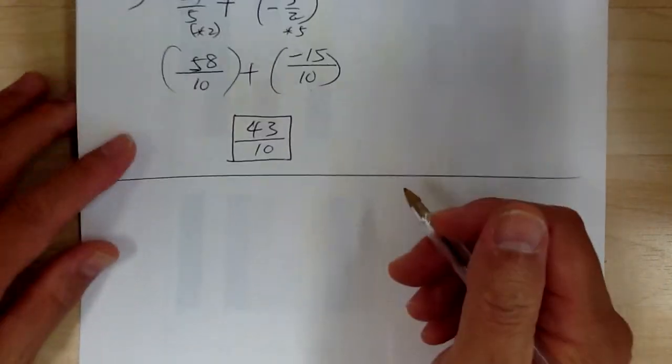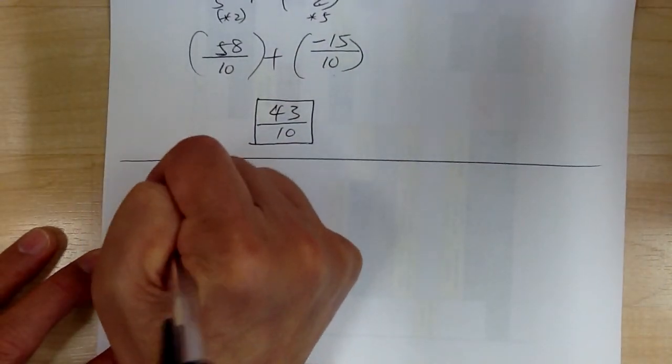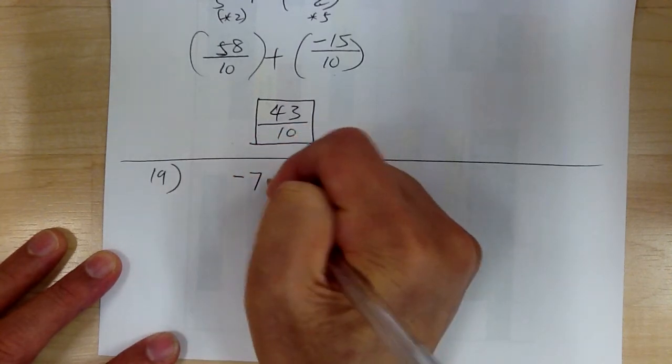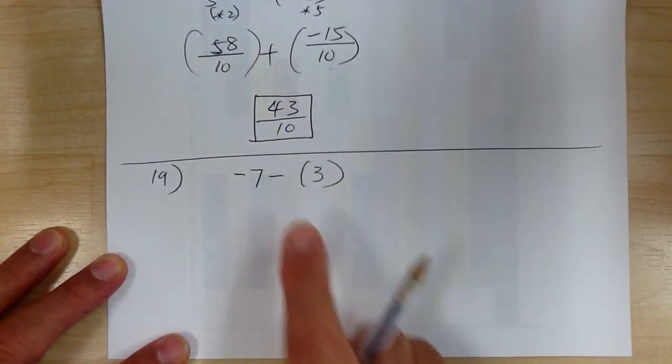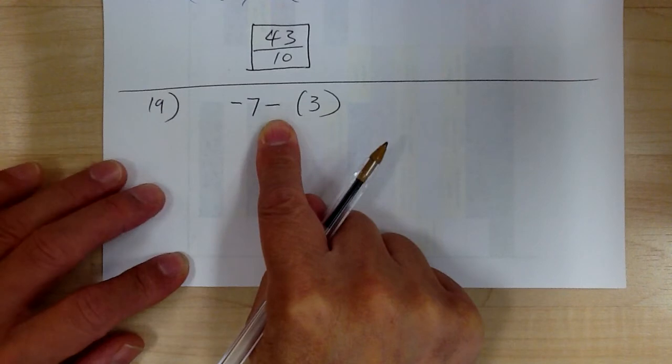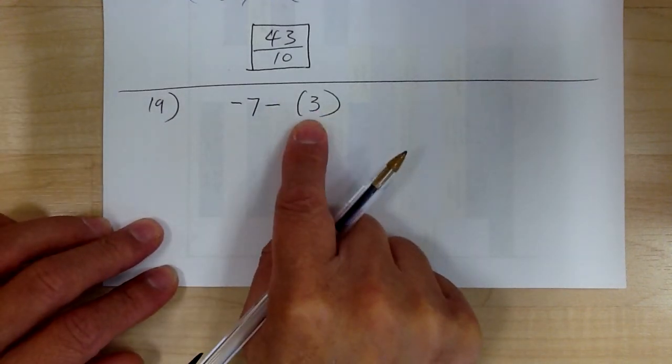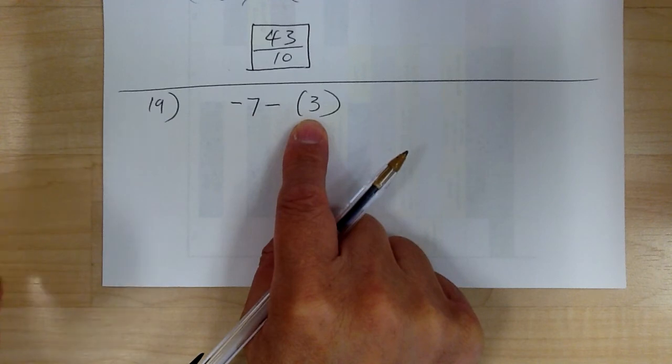Okay, now let's go back up to number 19. Number 19, you have negative 7 minus 3. So you have subtraction, so you need to convert into addition. So you need to change 2 signs, but there are no 2 signs. There's only 1 sign. So what are you going to do?